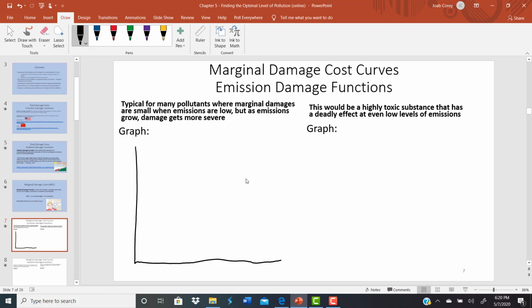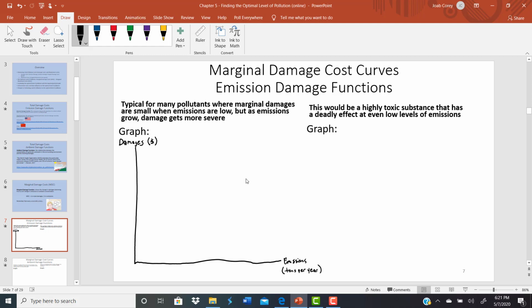So again, we're going to draw a graph here, and on the vertical axis, we're going to be measuring damages. And like the World Bank, we're probably going to be measuring damages in terms of, say, maybe US dollars. And then on the horizontal axis, we're going to be measuring emissions. Again, we might be measuring it in, say, tons per year. Maybe tons of carbon dioxide emitted every year.